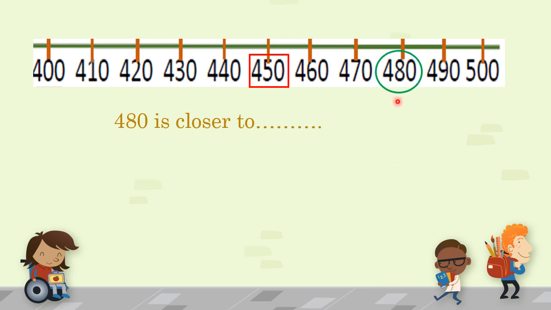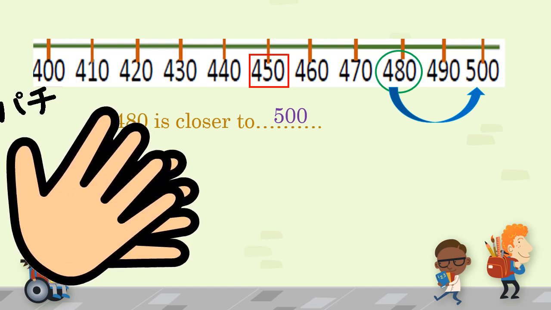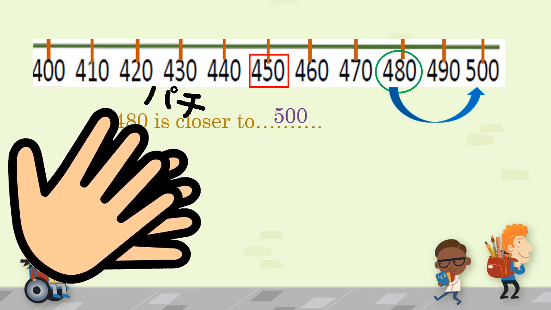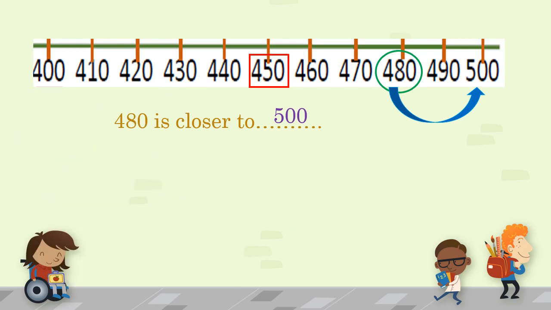Now, where is this number? Is it closer to the 100 after, or is it closer to the 100 before? Yes, it's closer to the 100 after. So 480 is closer to 500. Good job. Good job, primary 2. Let's see another example.